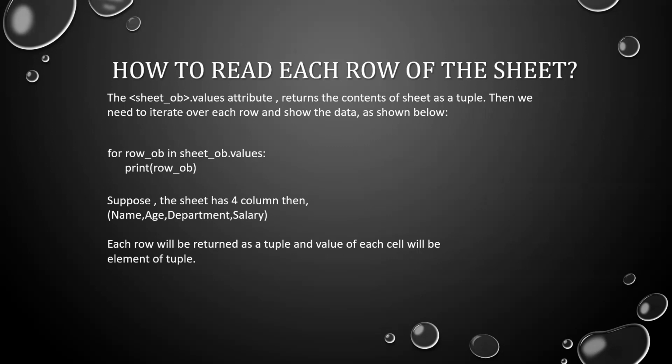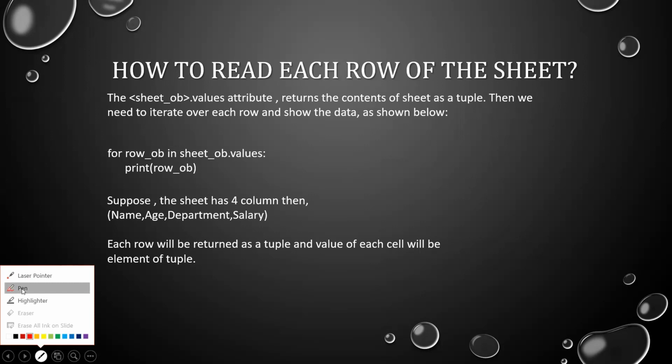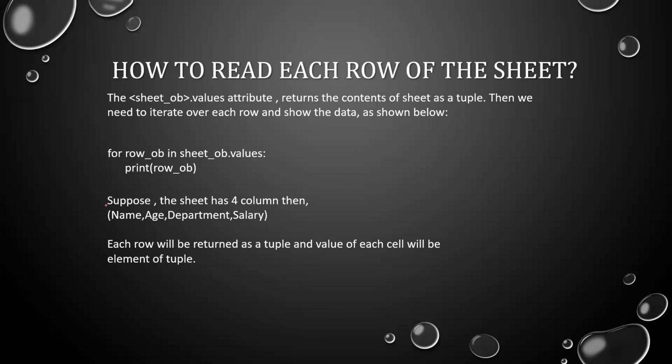Suppose we have our practice Excel sheet, which is the source sheet which we are using throughout the course. The employee data sheet is having 4 columns: name, age, department, and salary. So when we are going to use this method, the output value will be returned in the form of a tuple as I have marked over here.